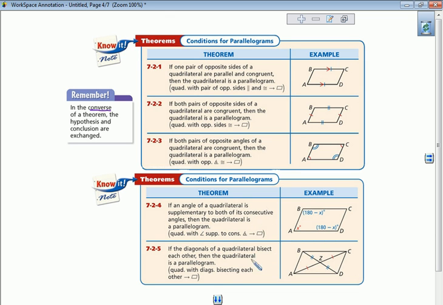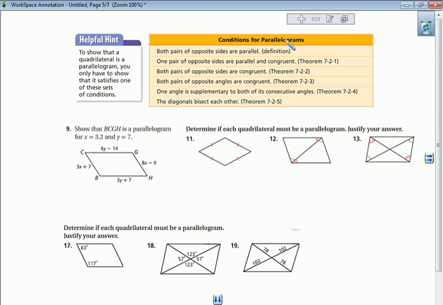If the diagonals bisect each other, then the quadrilateral is a parallelogram. And this is summarized for you on the little half sheet you received today. So once again, here they are summarized for us. So we're supposed to show that this is a parallelogram for x equals 3.2 and y equals 7. So to show that, when we plug in 3.2, we better get an equivalent statement here and here.